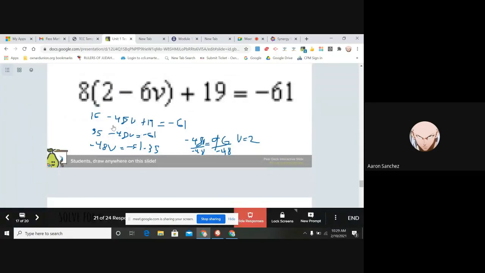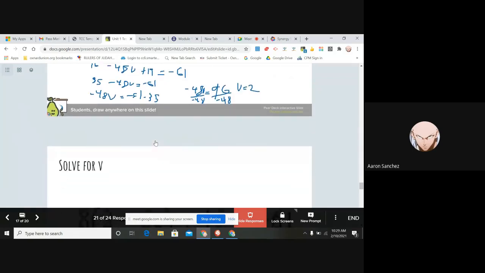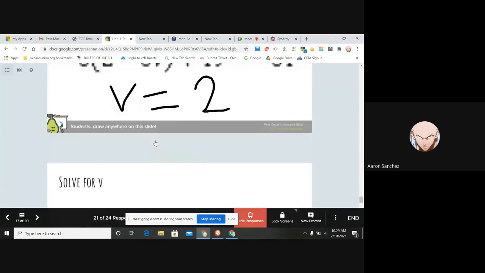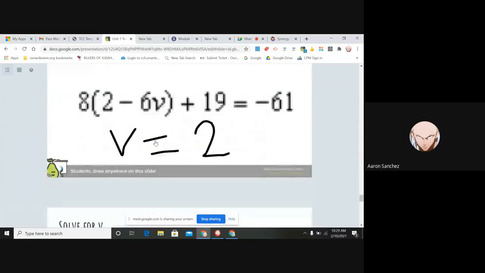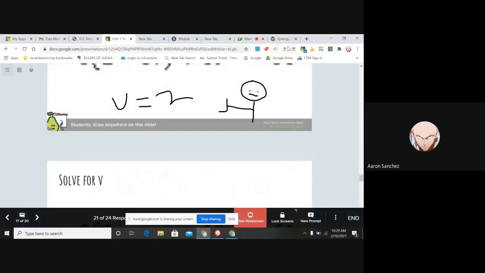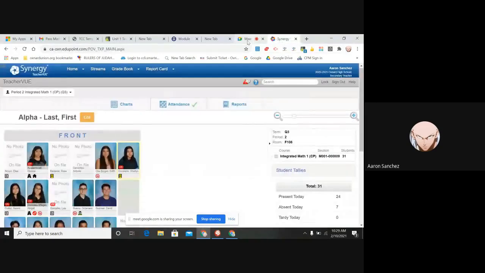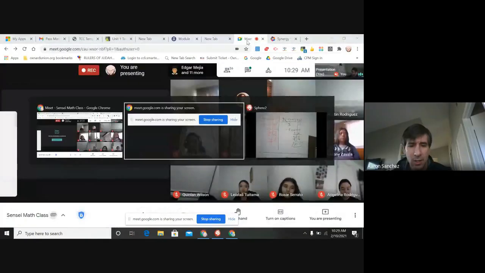So, they distributed and they combined the 19 and the 6. This is a way to do it. Nice. Subtract 35. V equals 2. V equals, nice. Okay, cool. Very good. Now, hopefully you know how you got V equals 2 and you didn't just do it because everyone else wrote it.